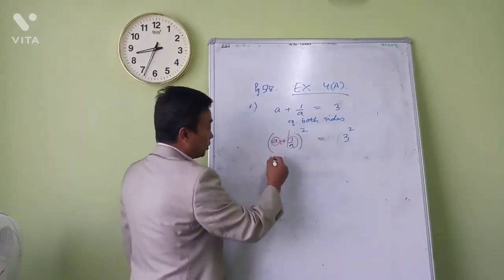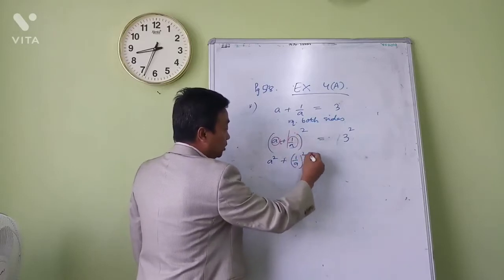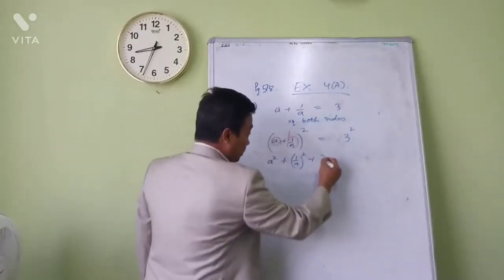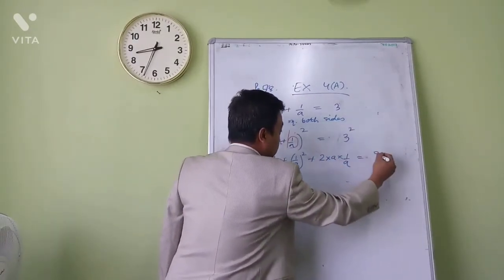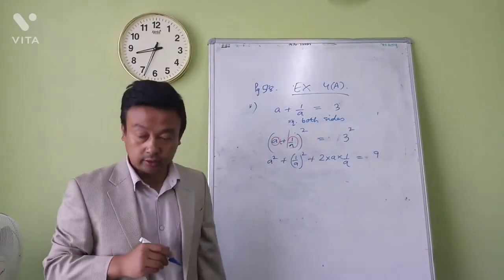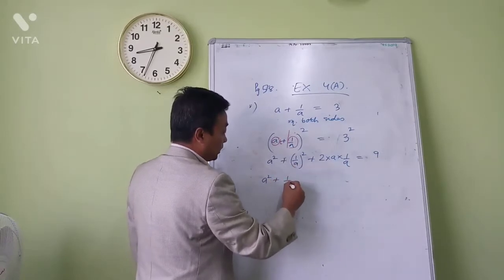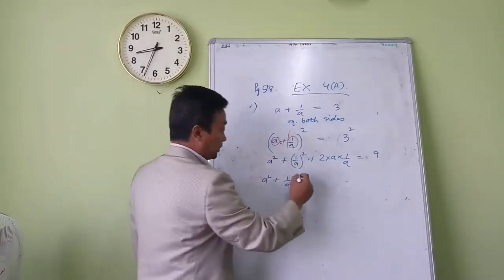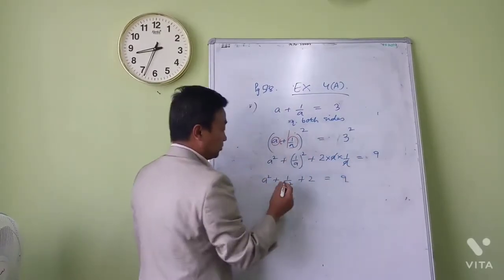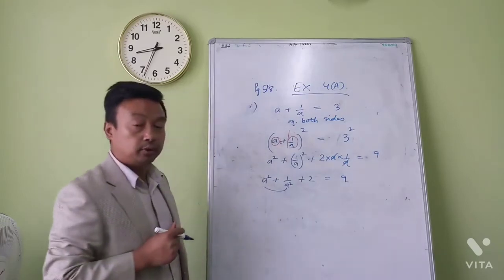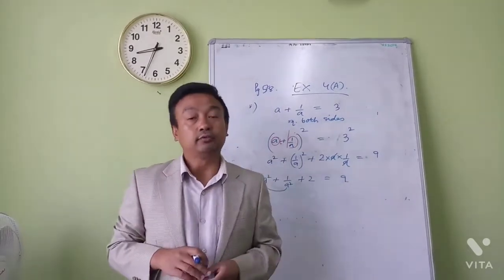So a square will remain a square, plus b square, in place of b you have 1 by a, plus 2 into a into b, equals 3 square, which is 9. You have to square the right hand side as well. Now a square plus 1 by a square, because the square of 1 will remain 1. This a and a cancel, 2 ones are 2, equals 9. Since you have to find a square plus 1 by a square, these two terms you will keep on the left hand side only.